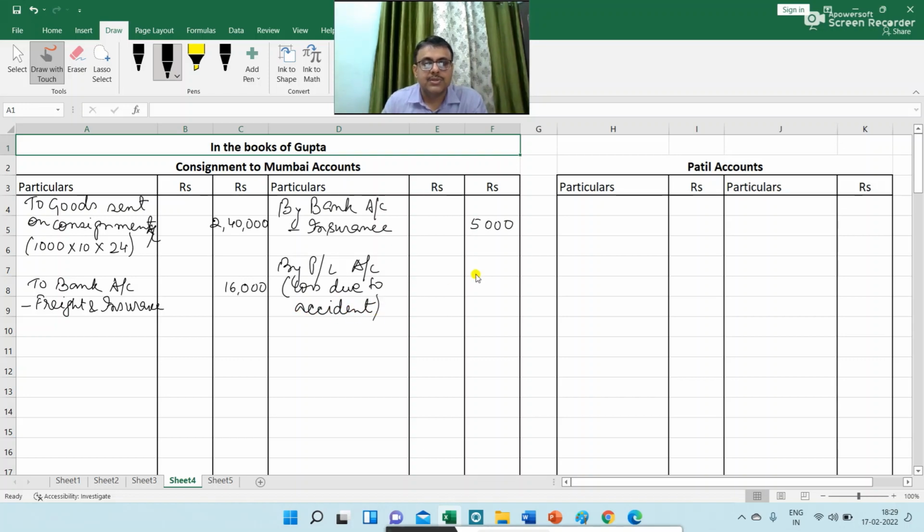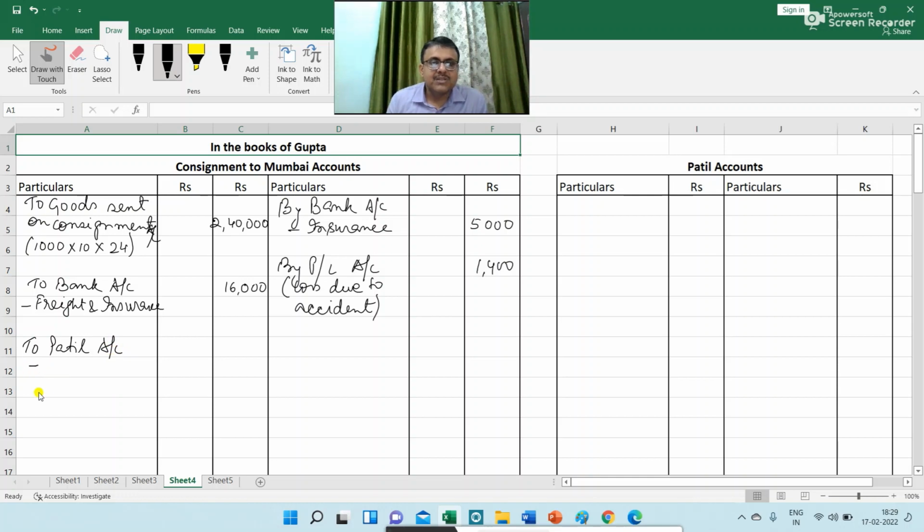So this loss is 1,400. Now goods were received by Mr. Patil, who is the consignee. He incurred the following expenses. So here I am writing consignment to Mumbai account, debit to Patil account.